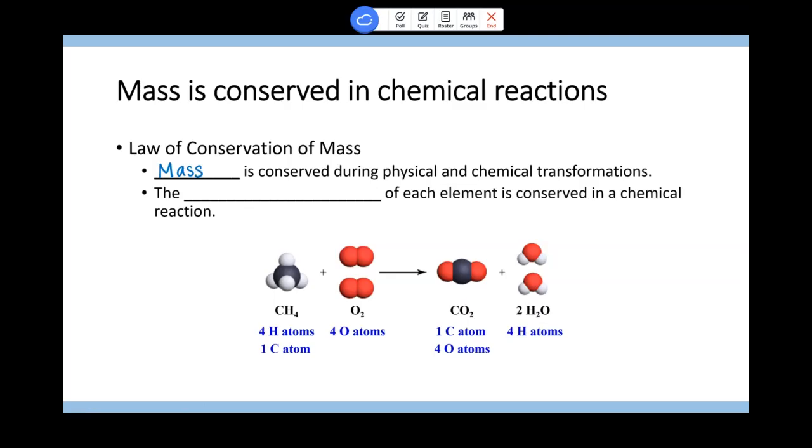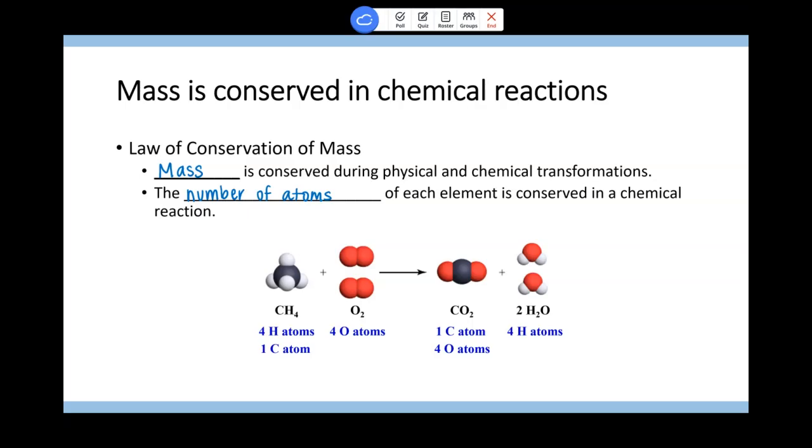So mass is conserved during physical and chemical transformations. Remember, physical is like melting, freezing, condensing, those different changes, heating it up. And then chemical is when you're actually burning something or it's reacting with another element. In either of those transformations, mass is conserved. And we can also track the number of atoms in a chemical transformation. For each element, the number of atoms is conserved in the chemical reaction. So the number of atoms for each element that you start with is the same number of atoms that you end with for each element, but they can recombine into different compounds.